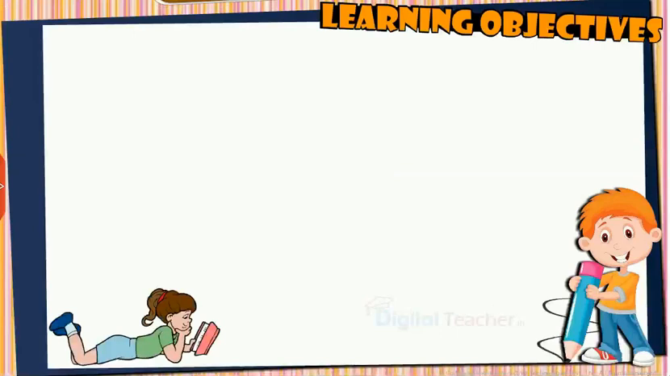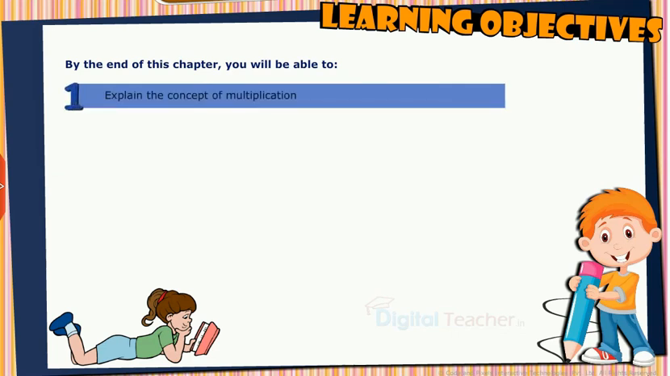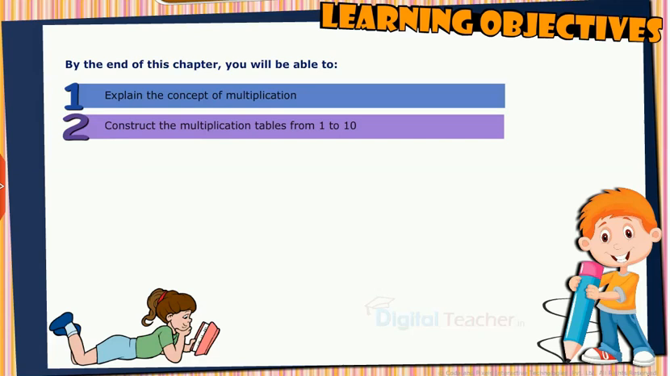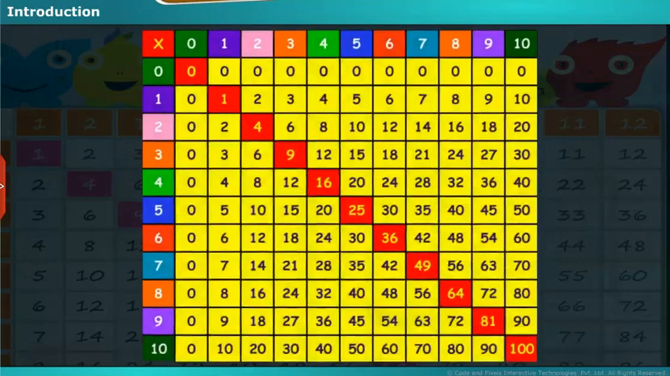Learning Objectives. By the end of this chapter, you will be able to explain the concept of multiplication, construct the multiplication tables from 1 to 10. Introduction. In the previous chapter, we learned the basics of multiplication. Here, we are going to look at the multiplication tables.